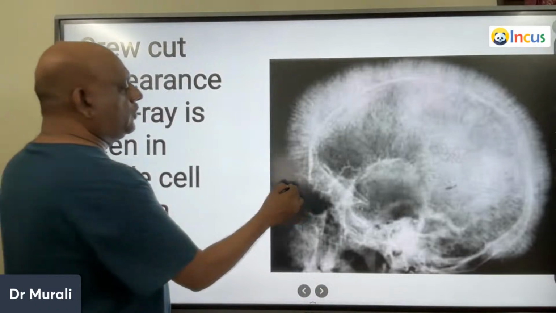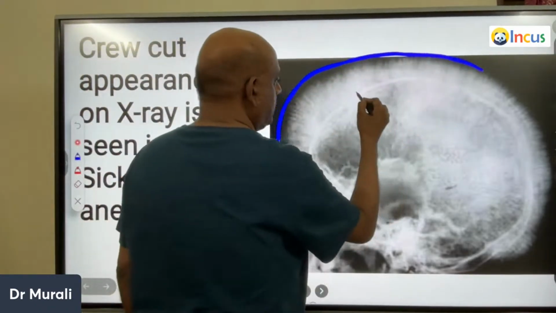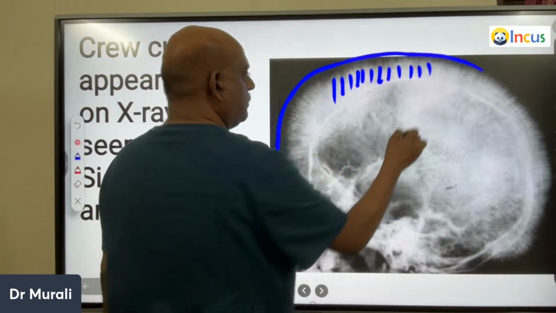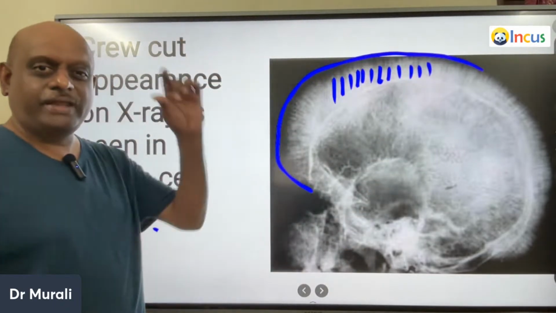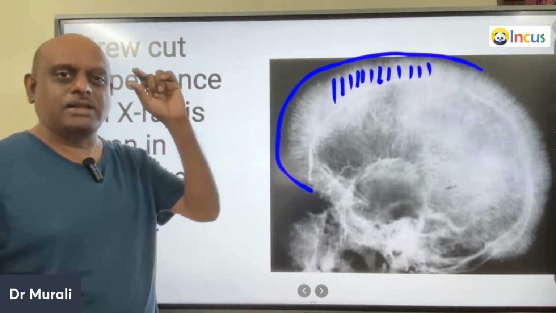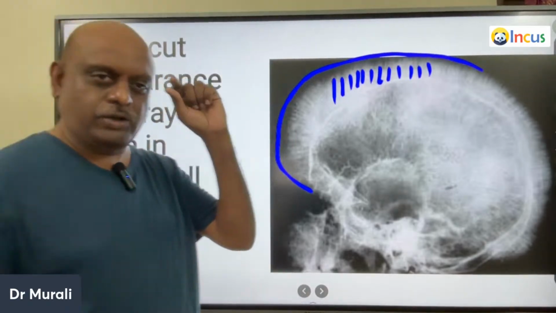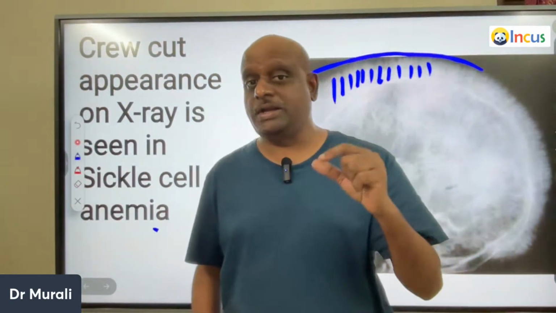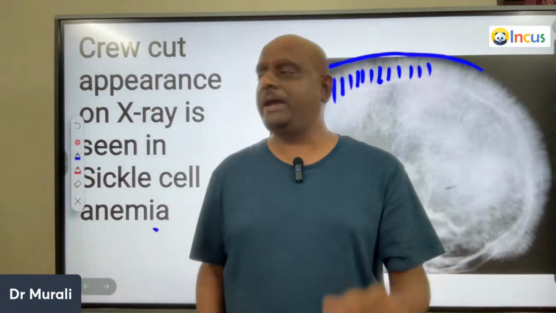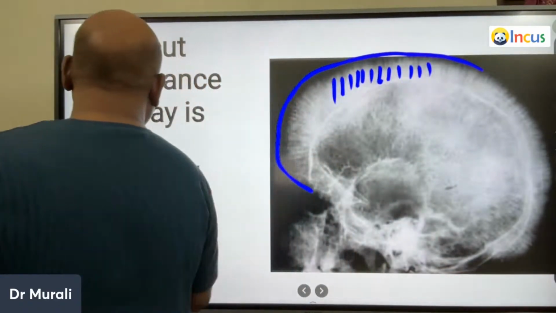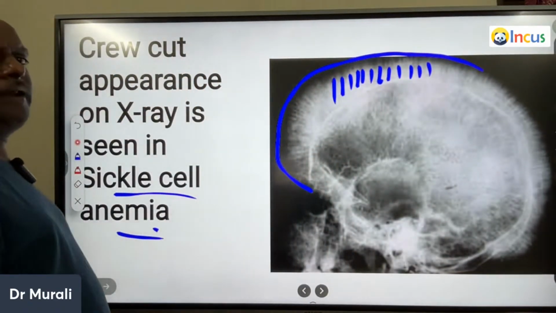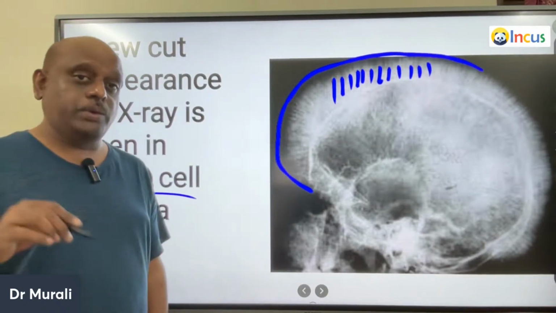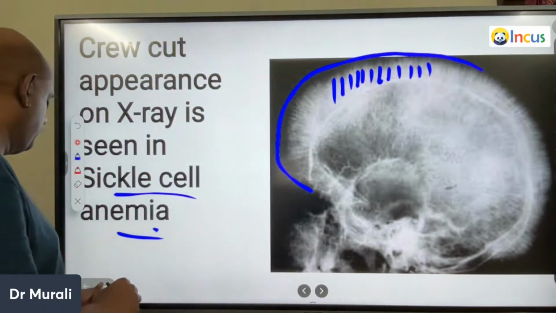Now this is called the crew cut appearance. So whenever there is an expansion of the outer diploe, where the skull diploe is involved in the hematopoiesis, in the case of conditions like thalassemia, sickle cell anemia, etc. So you find the crew cut appearance, which you should recognize tomorrow in the NEET PG when an MCQ is image based and given to you.